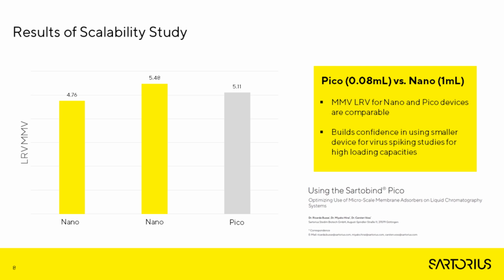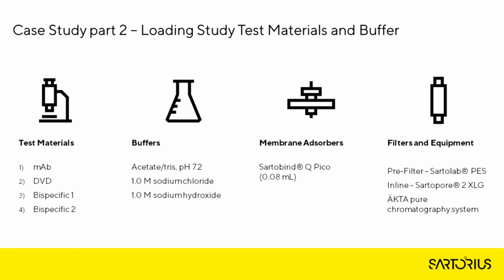So we have an application note. It's called Using the Sartobind Pico, and this application note provides detailed information on using these small-scale devices with a liquid chromatography system. So if you want to try these small-scale devices, it's highly recommended to please read our application note.